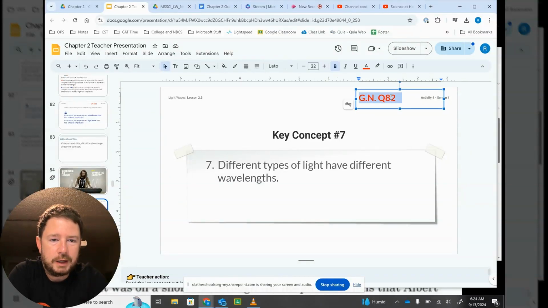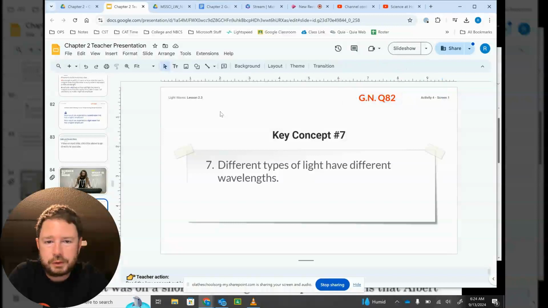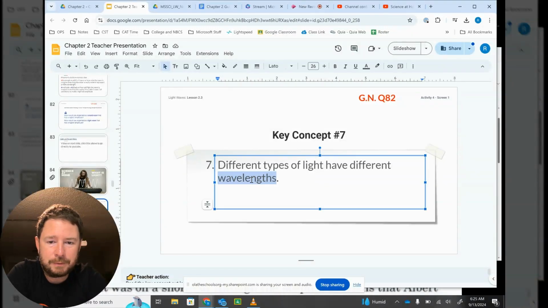We are at question 82 in our guided notes, which is on the next key concept, number 7. So copy this down in your notes. Different types of light have different wavelengths. So pause and write this. Okay, so the thing that makes different light different from each other is the wavelength.